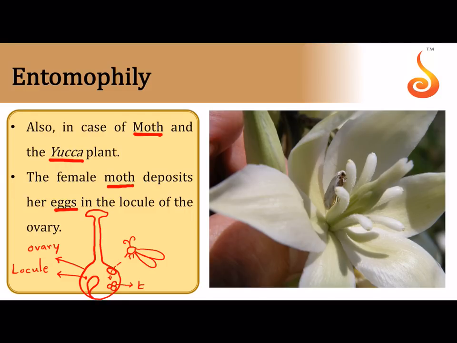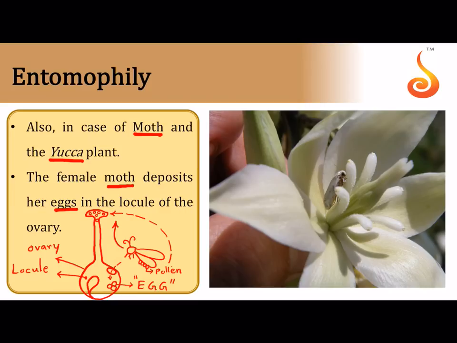See how she is laying her eggs inside the locule of the ovary. Don't think she is very selfish, because after she has laid her egg, she carries pollen grain. She has already brought pollen grain from another flower. So once she lays her egg inside the locule, she will go up to the stigma and make sure that whatever pollen she brought from another flower is deposited onto the stigma of this particular flower.